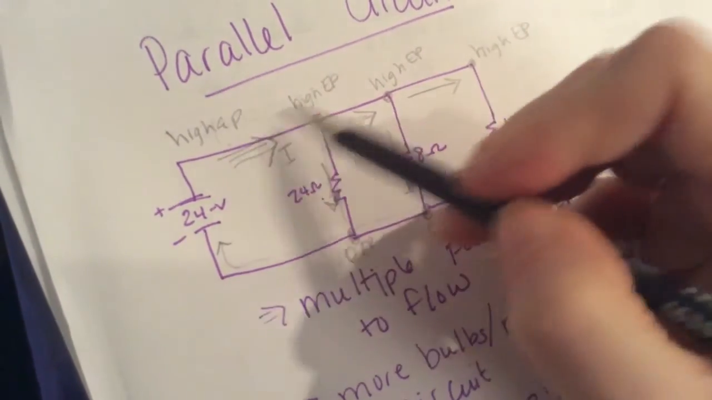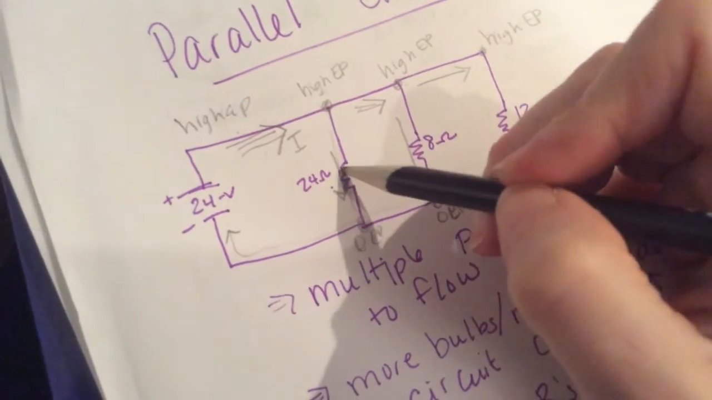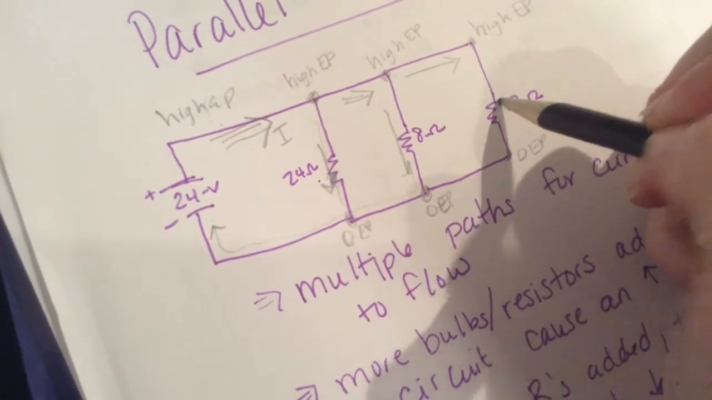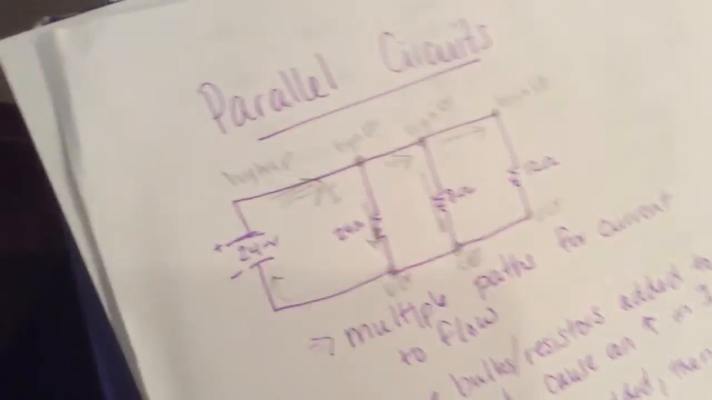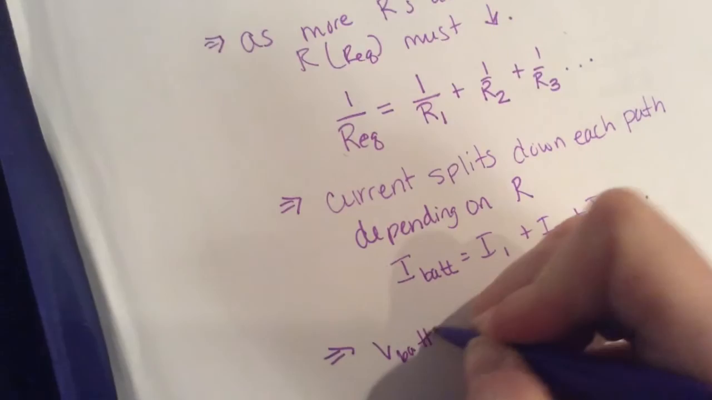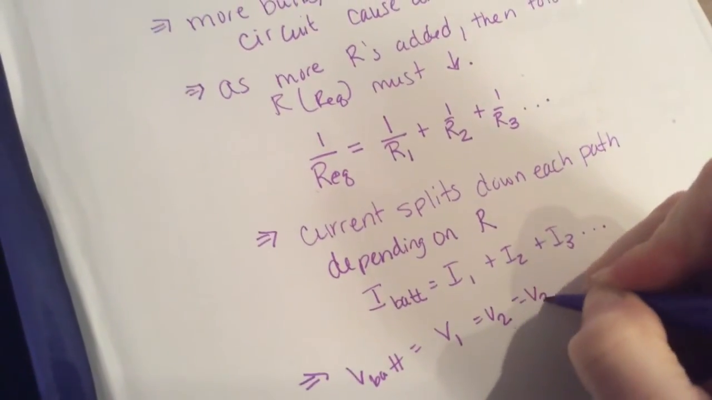If you notice, all of these numbers are the same. They all end in 0. Your voltage for every path is going to be the same. That's for a simple parallel circuit. So let's go back down to our rules: the voltage of the battery equals V1, which is equal to V2, which is equal to V3, etc.